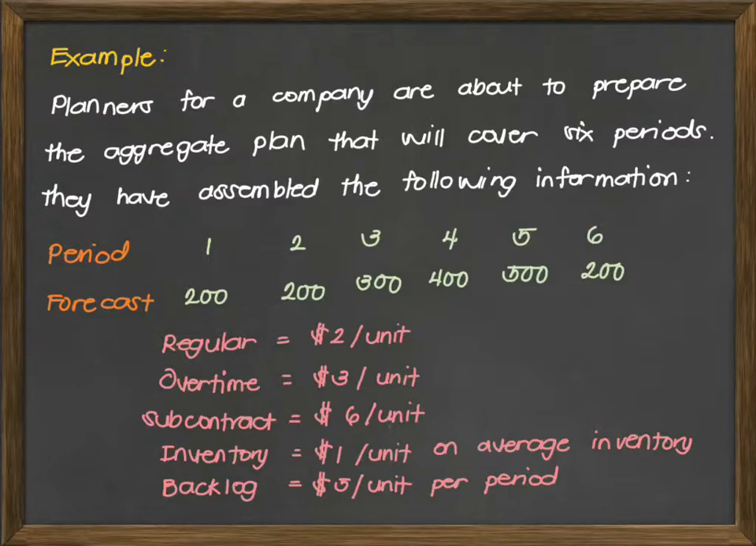So, for regular production output, so this is $2 per unit. If overtime naman yung gagamitin, so we have $3 per unit. If magka-subcontract, so $6 per unit, and then the inventory and backlog is $1 per unit and $5 per unit respectively.